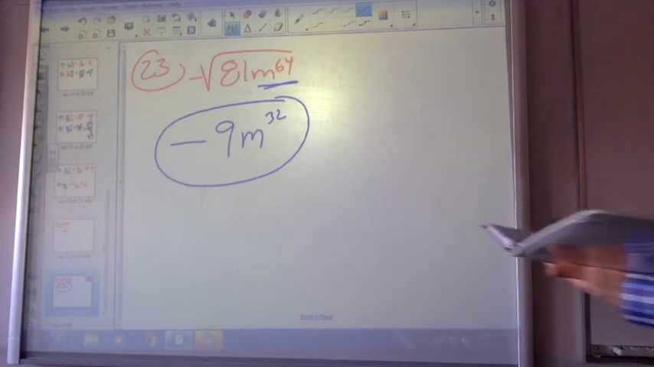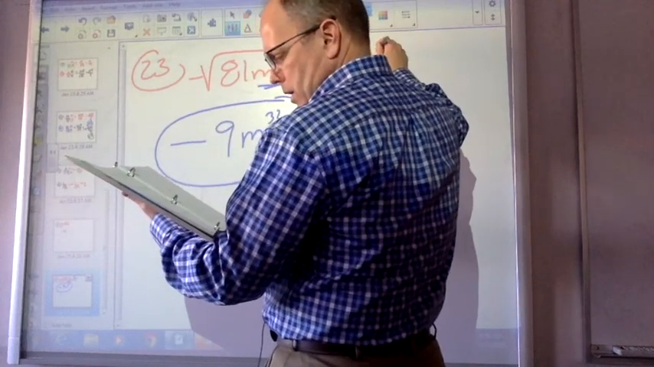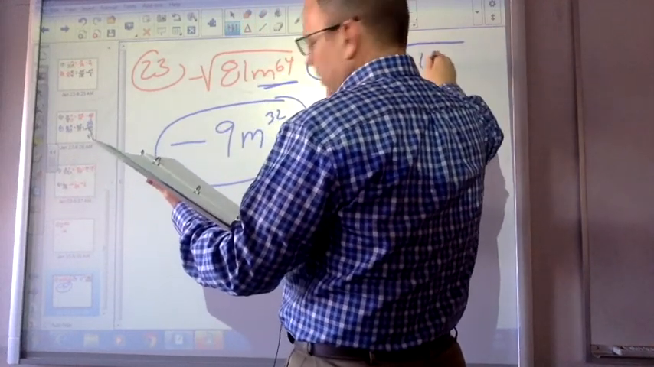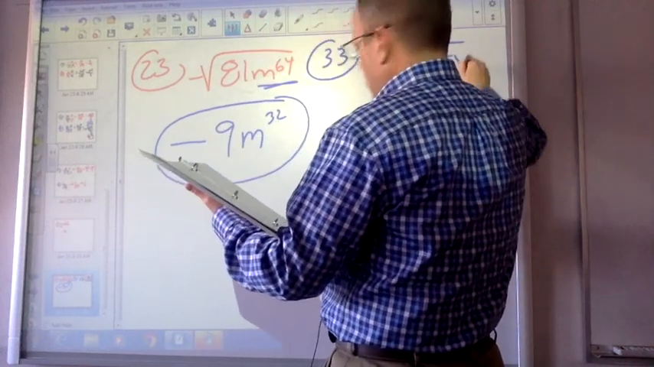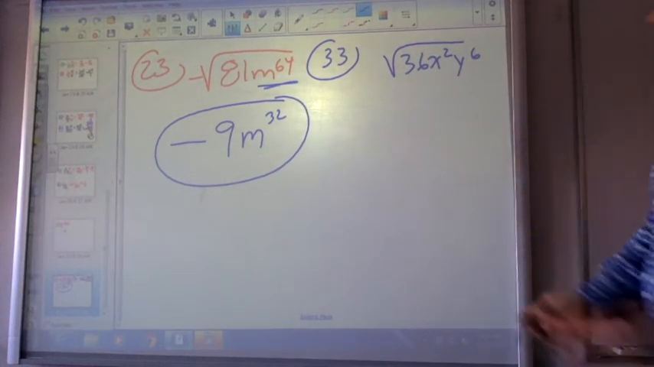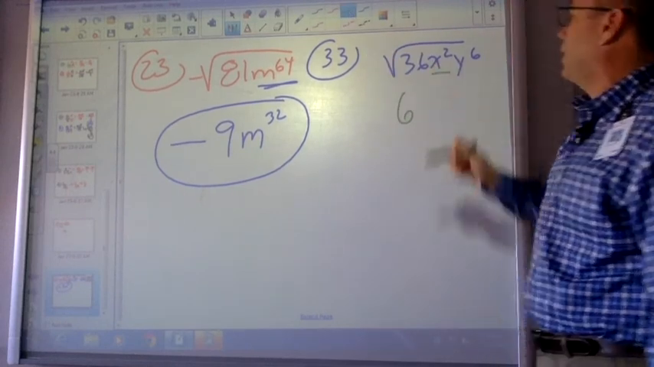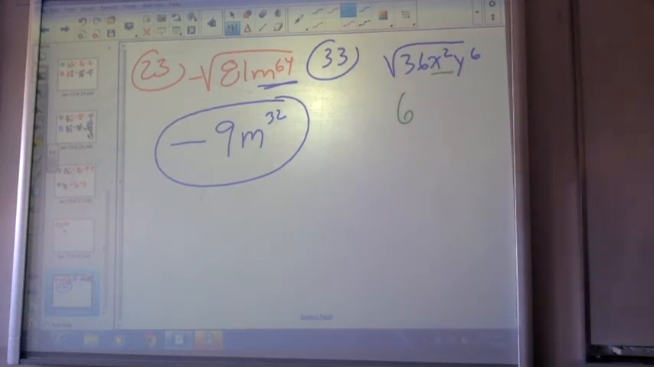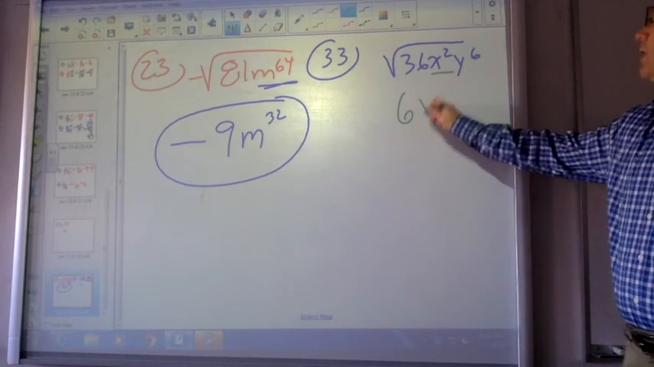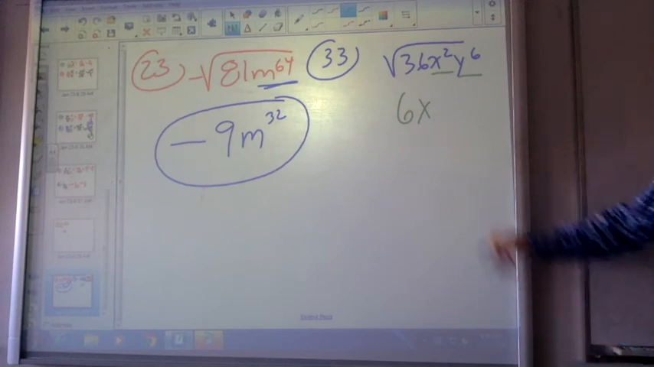33? Let's see. Square root 36, x squared, y to the 6th. Okay, is 36 a perfect square? Yeah, 6 times 6 is 36, so that gives me 6. Is x squared a perfect square? What's the square root of x squared? X. Is y to the 6th a perfect square? Yes, it's even, so what's the square root of y to the 6th? Y to the 3rd.